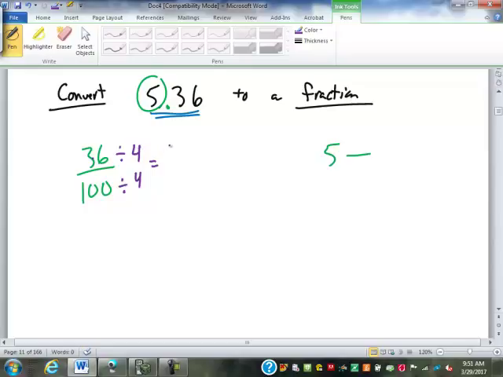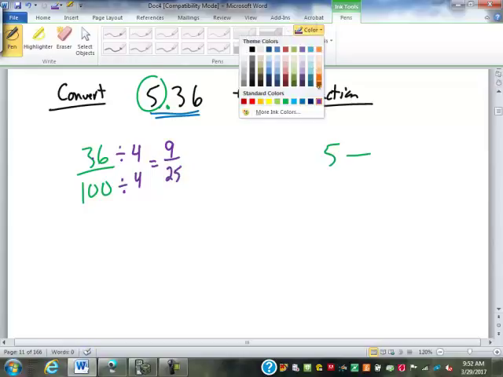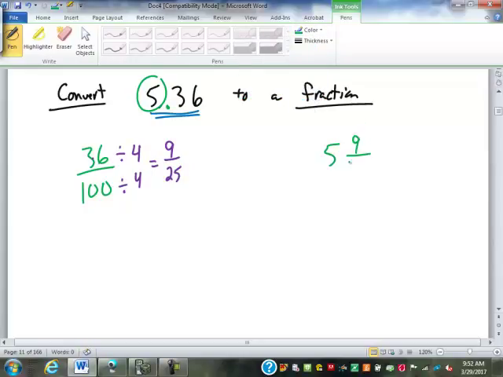36 divided by 4 is 9. 100 divided by 4? 25. And that appears to be it. So 5 and 9/25. If we'd have done 2, we'd have got 18/50 and just one more time and we'd be there.